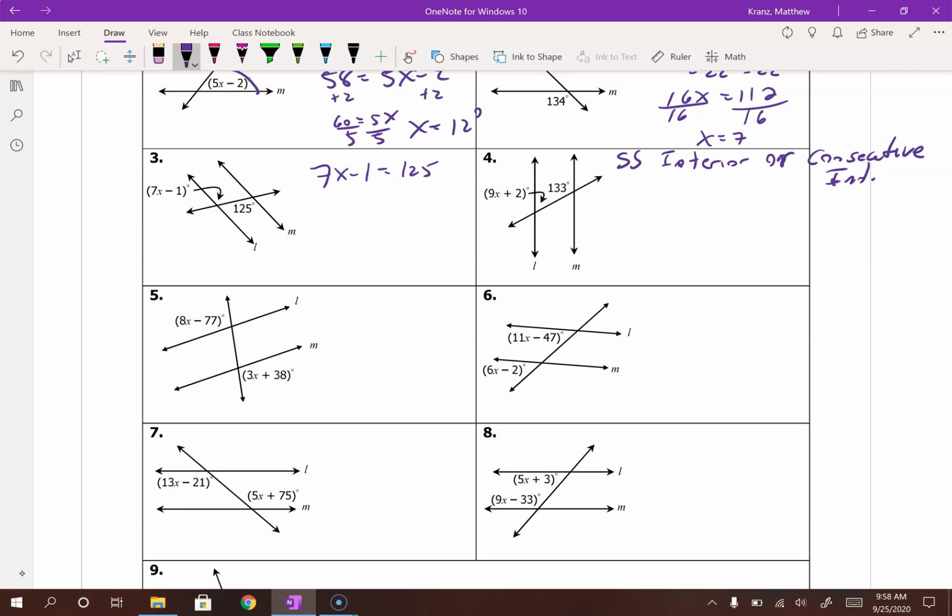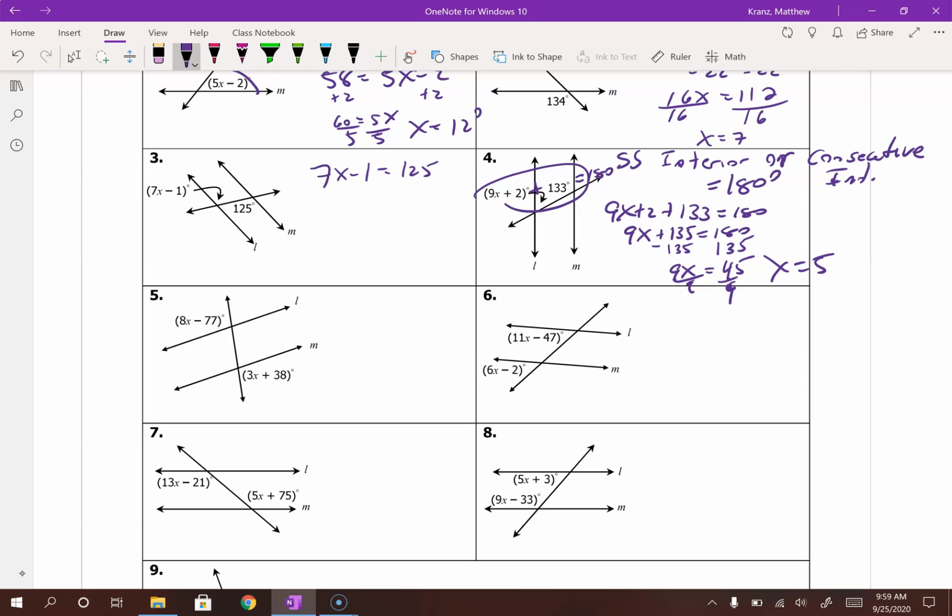All right? So that means they are supplemental or equal to 180. So we have to add them together to equal 180. So 9x plus 2 plus 133 equals 180. When I combine my 2 and 133, I get 9x plus 135 equals 180. When I minus 135, I get 9x equals 45. When I divide by 9, x equals 5.